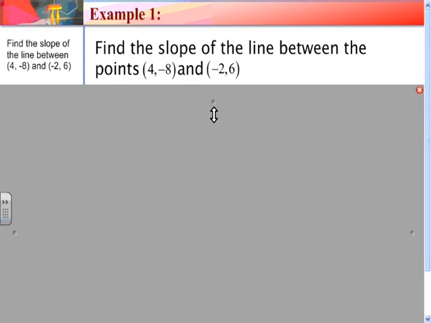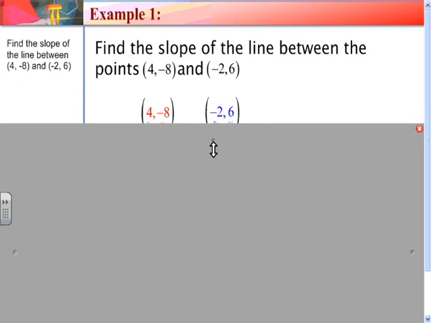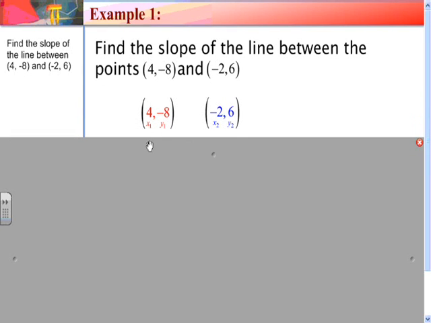So the first thing I'm going to do is rewrite those points, 4, -8 and -2, 6. I'm going to label them. 4 is my x1, -8 is my y1. -2 is my x2, and positive 6 is my y2. Now I did those in colors for a specific reason so that you can see and make sure you're plugging them into the right spot in the formula.